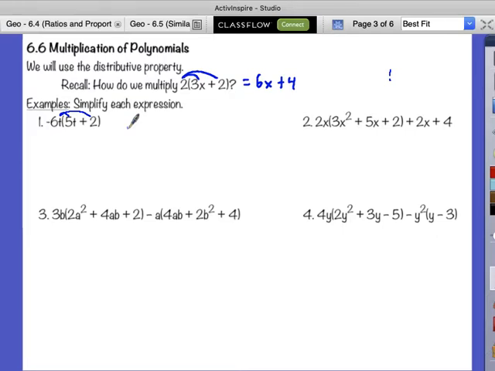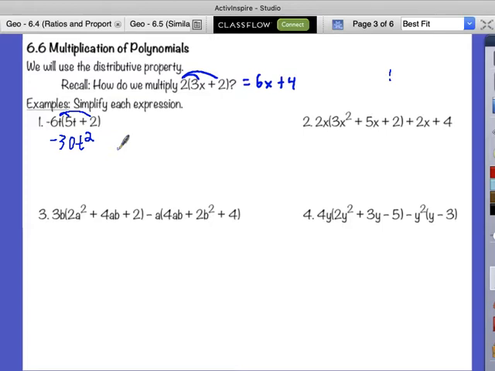So what's negative 6t times 5t? Negative 30t squared. Because negative 6 times 5 is negative 30. What's t times t? T squared. When we multiply the variables, we add their exponents. A reminder that goes back to section 1 of this chapter.